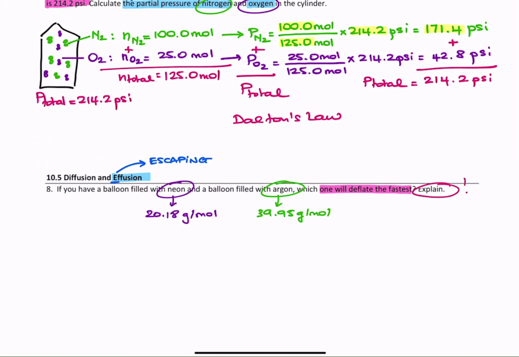Well, the lighter the gas, the faster the gas will escape. Therefore, the faster the balloon will deflate. Neon is the lighter gas, therefore it will deflate the fastest. Argon is actually heavier, therefore this one will deflate the slowest.